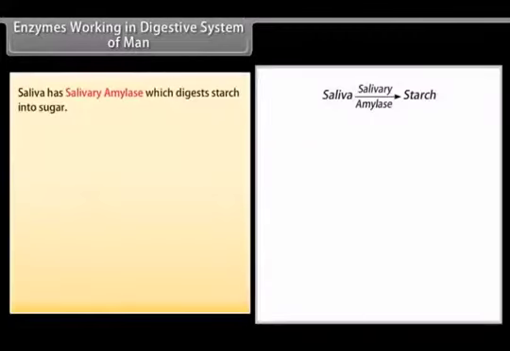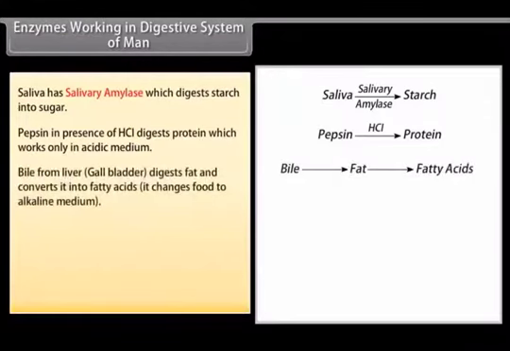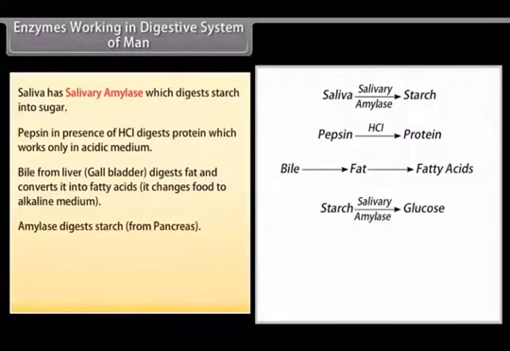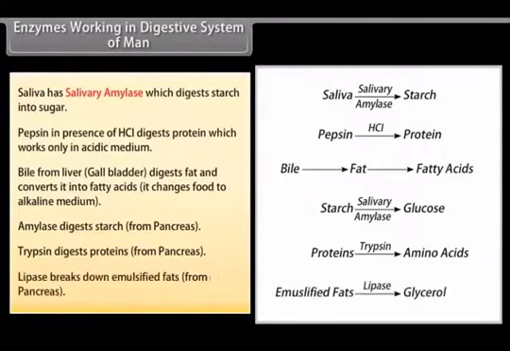Enzymes working in the digestive system of man. Saliva has salivary amylase, which digests starch into sugar. Pepsin in the presence of HCl digests protein, and works only in an acidic medium. Bile from the liver, stored in the gallbladder, digests fat and converts it into fatty acids. It changes food to an alkaline medium. Amylase from the pancreas digests starch. Trypsin from the pancreas digests proteins. Lipase from the pancreas breaks down emulsified fats.